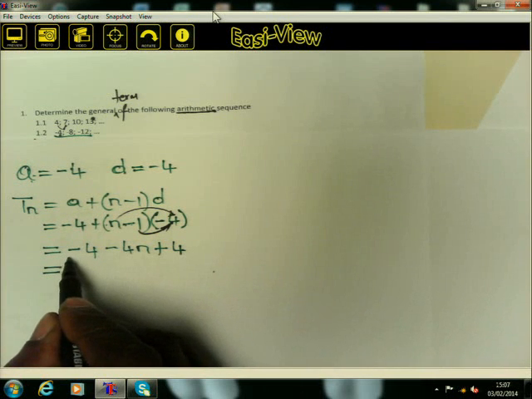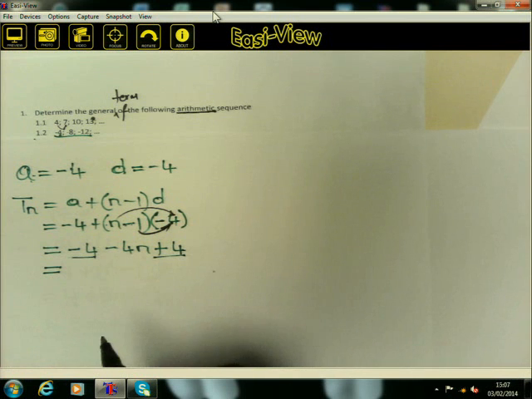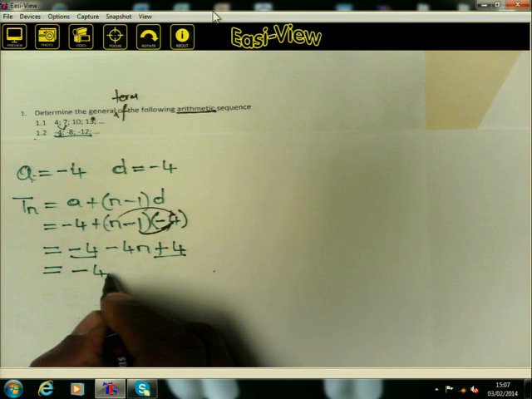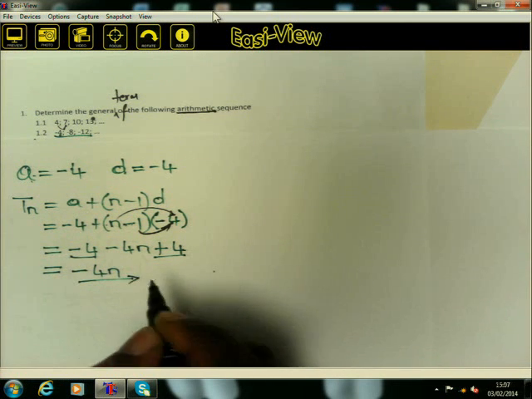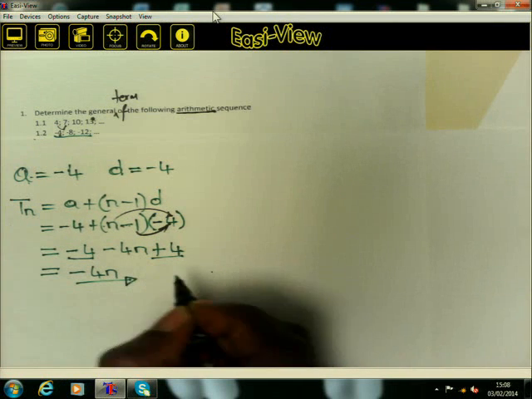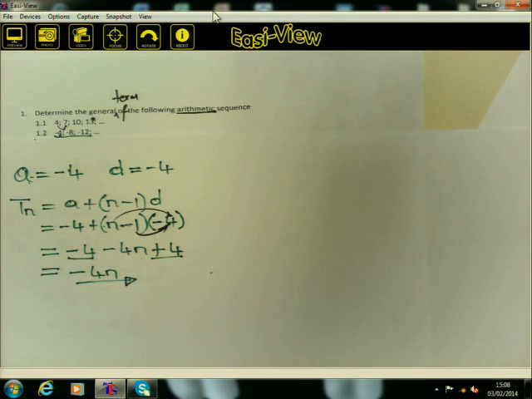Lastly, this is -4, that is +4. So they eliminate each other. You are left with -4n. So -4n becomes the general term of that one. I'm sure all of us have got it. I can see the way you smile that you have got it correct. There you are. And now, this is the general term.